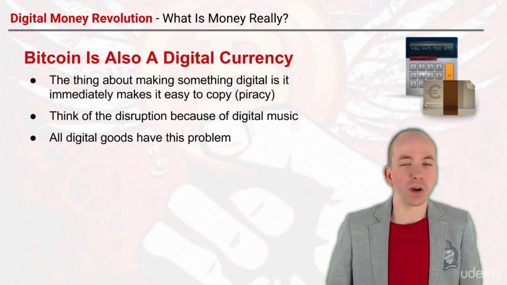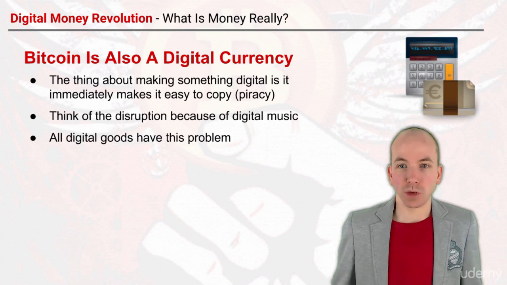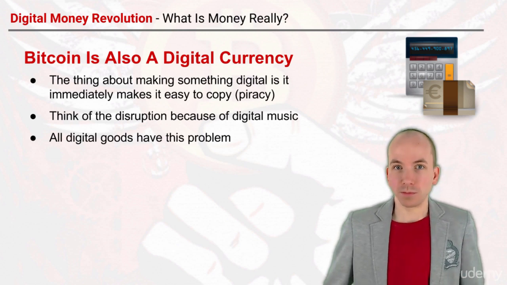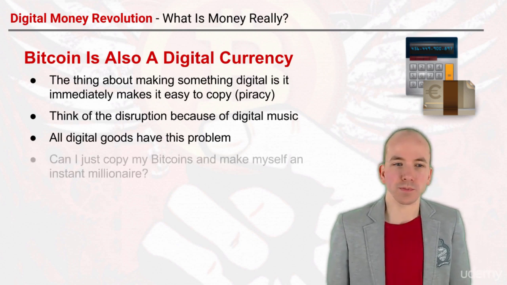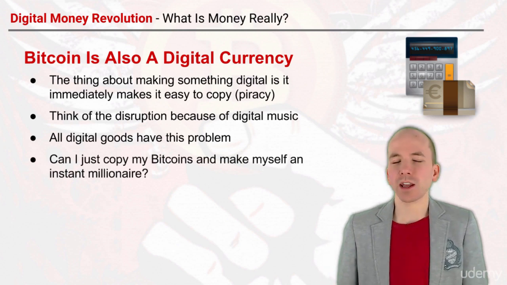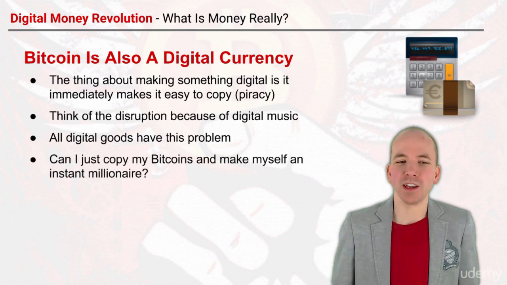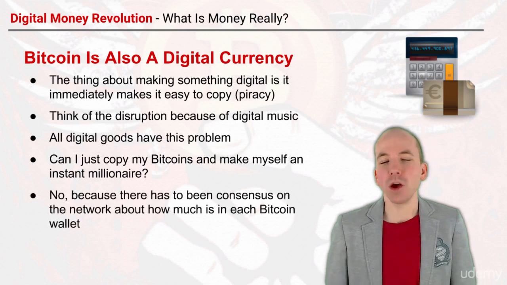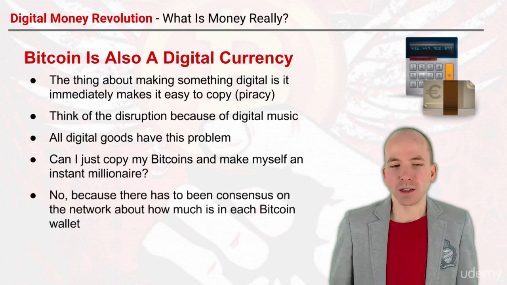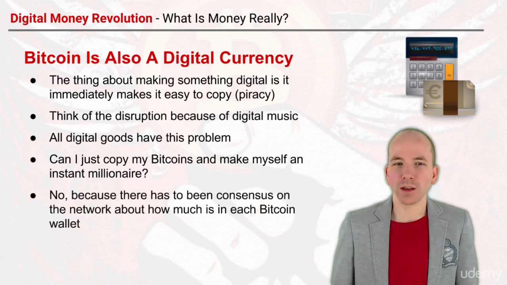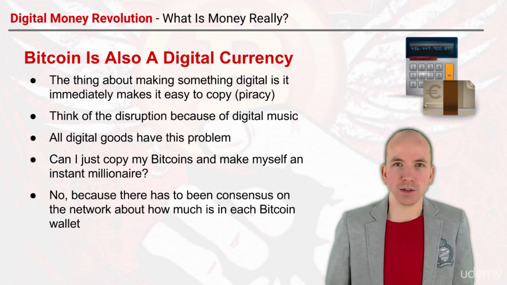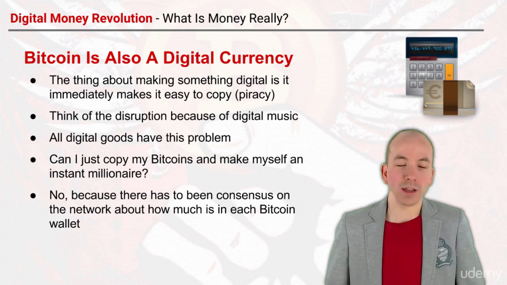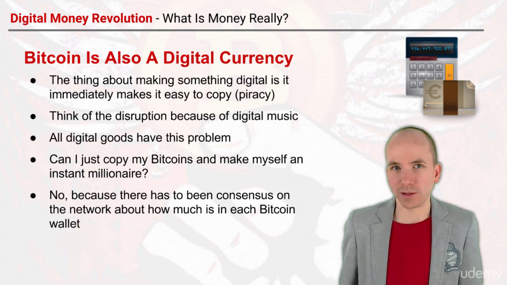And the internet, as great as it is, because it's digital and because everything's moved online, everything's being moved into the digital world. It makes this problem bigger and bigger for all kinds of different industries. So you might ask the question, well, can I just copy my Bitcoins and make myself an instant millionaire? Well, no, because there has to be consensus on the network about how much is in your Bitcoin wallet. So when you make a transaction, that money's moved out of your wallet into someone else's, and then everyone knows about it.